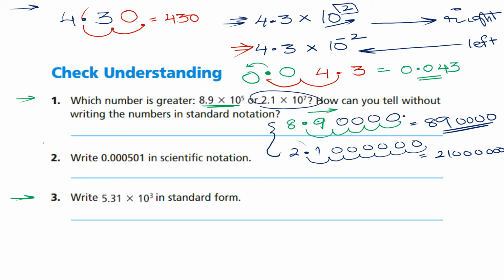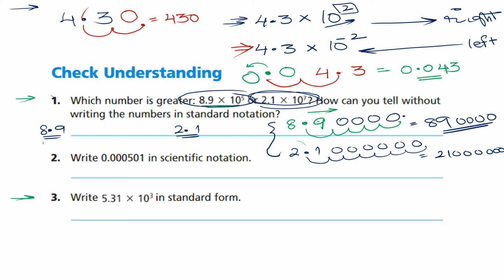But the question was not this line. The question is which number is greater. Either this number is greater or this number is greater, and don't solve it, just give the answer. So how can you give the answer? You can see that the first number is 8.9, okay? And the second number is 2.1. We can say 8.9 is bigger than 2.1, but this is not the way we will see.